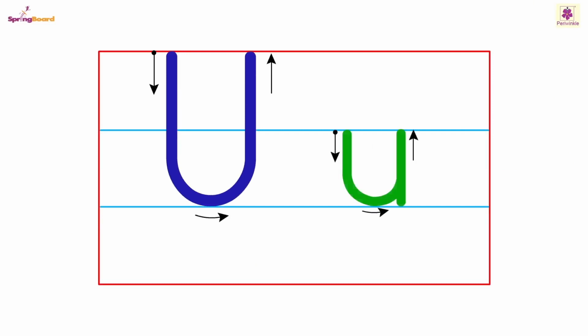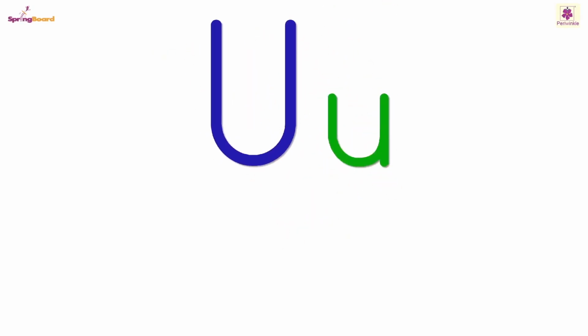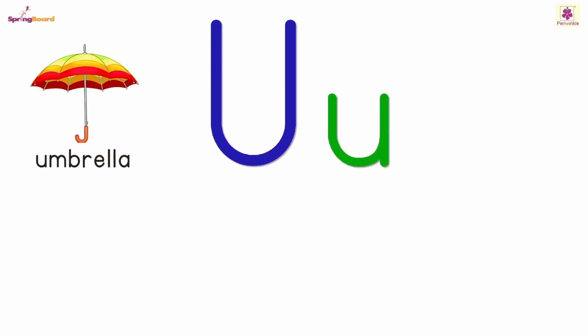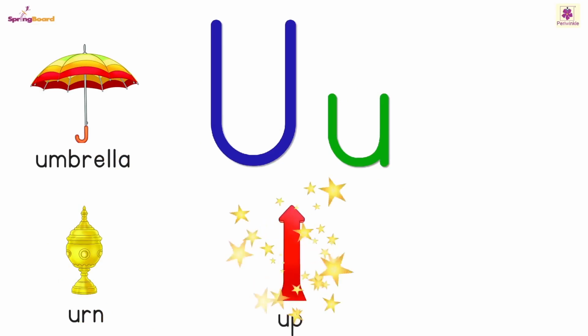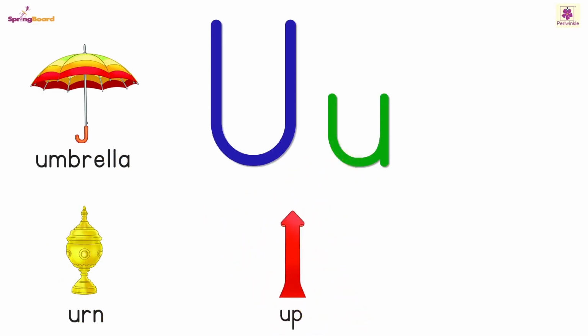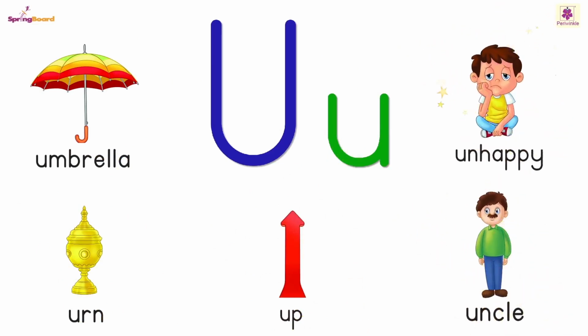This is letter U. The sound of letter U is a. Can you name things that begin with the sound of letter U? Umbrella. Urn. Up. Uncle. Unhappy.